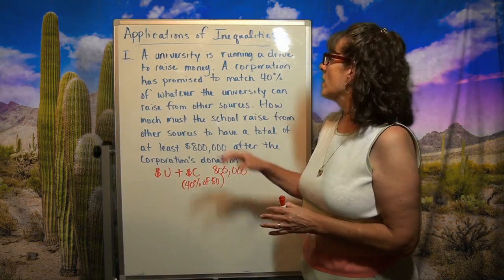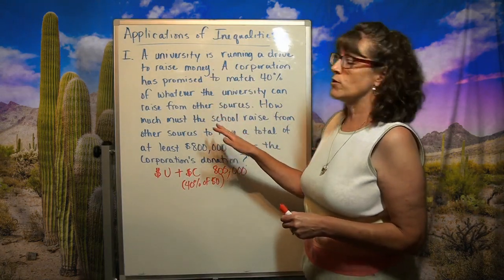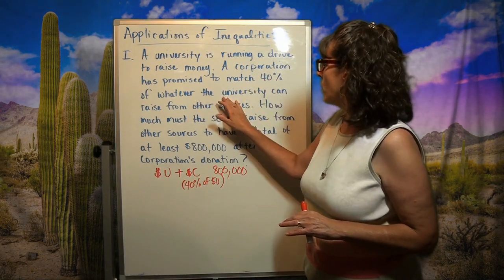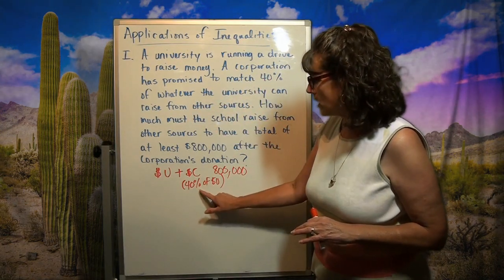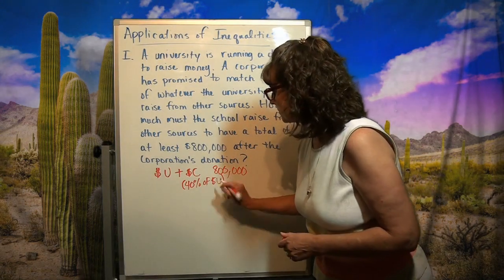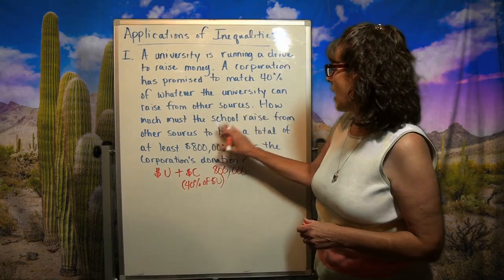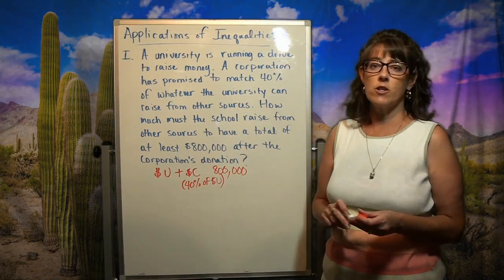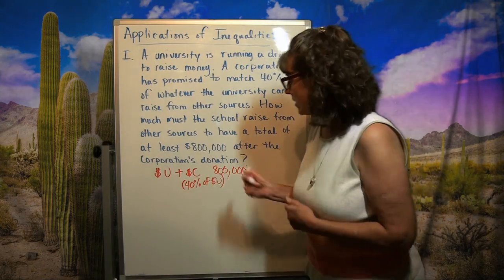Now, let's go back and let's take these sentence by sentence just to make sure we've got things going right here. So, university is running a drive to raise money. That's good enough. The corporation has promised to match 40% of whatever the university can raise. That's right here. 40% of whatever the university can raise is going to be added in. How much must the school raise from other sources to have a total of at least $800,000? So I do have it represented correctly here.